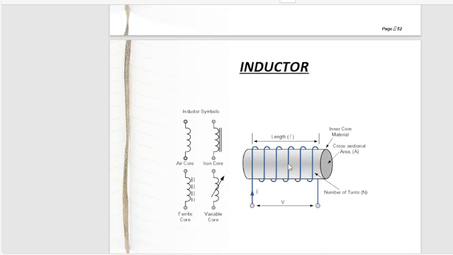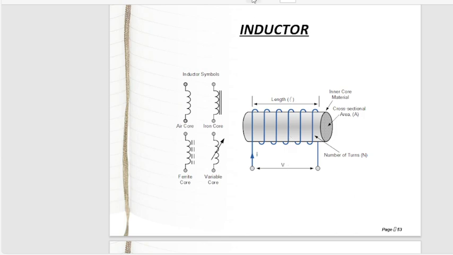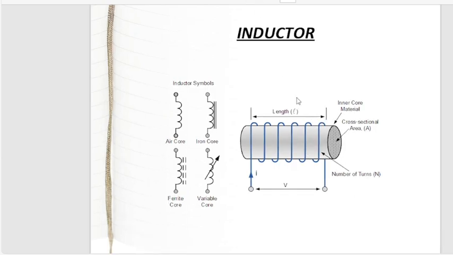Here you can see an inductor also. Let me zoom, and here you can check out the inductor's symbols for the different insulators or cores. You can say this is for the air core, this is for the iron core, this is for the ferrite core, and this is for the variable core.